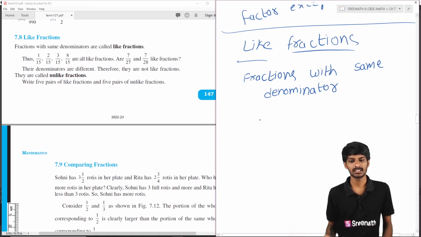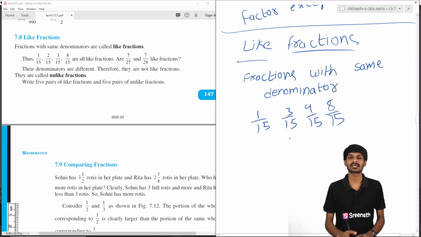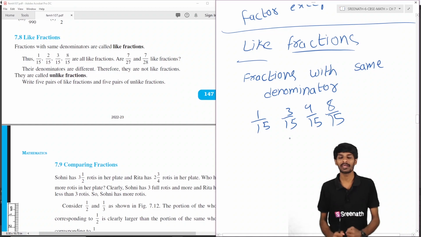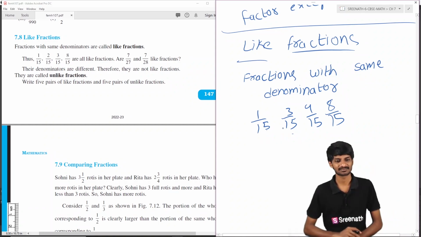Okay, so if you see here, examples 1 by 15, 3 by 15, 9 by 15, 8 by 15. All these fractions are like fractions. Why? Because the denominator is the same for all the fractions. That is the main reason.